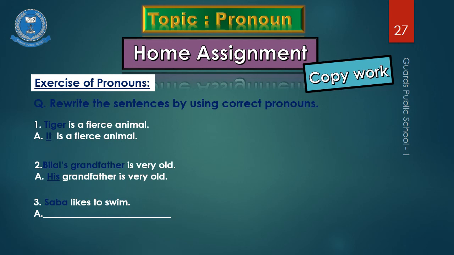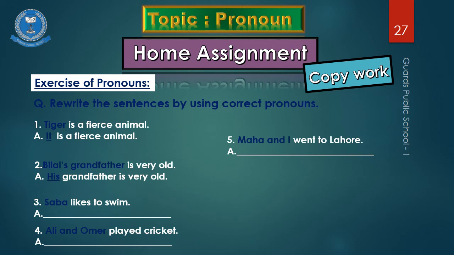That is: Saba likes to swim. Ali and Umar played cricket. Maha and I went to Lahore. Aliza's hair is not grey.